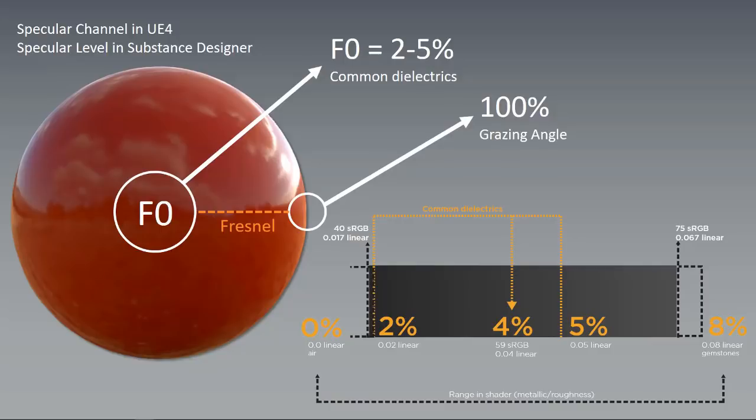And for most common dielectrics, as I have listed here, dielectrics meaning non-metal, most are going to be around 2 to 5% reflective here at this 0 angle, the face that will be directly facing us when we look at it. And as we move off towards 90 at this grazing angle, it's going to go to 100% reflective. That's happening even if the surface is very diffuse. So this is this Fresnel angle.